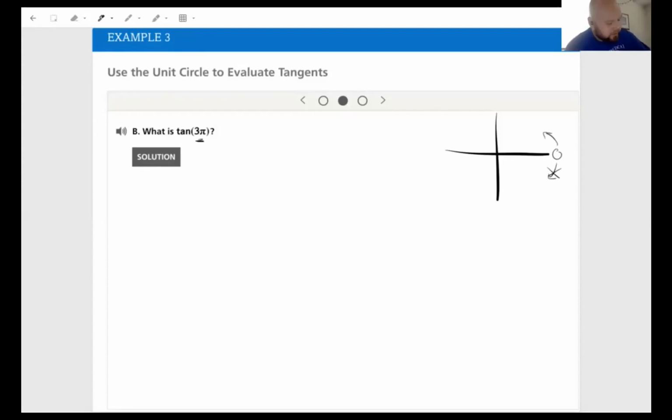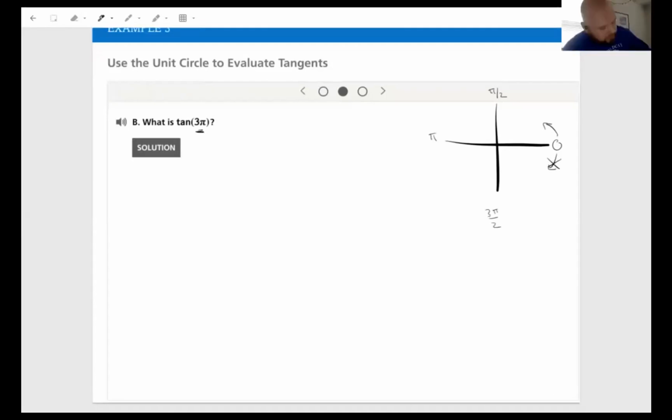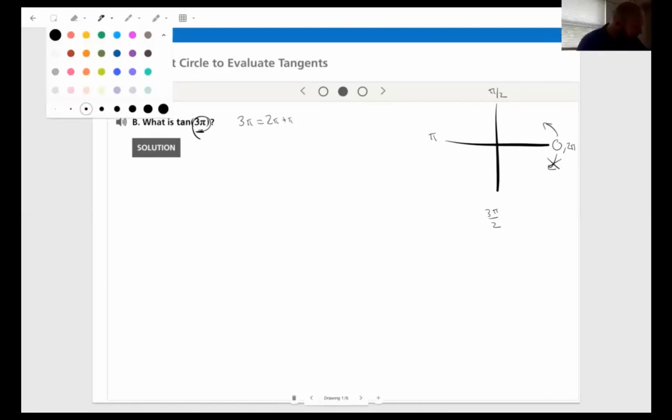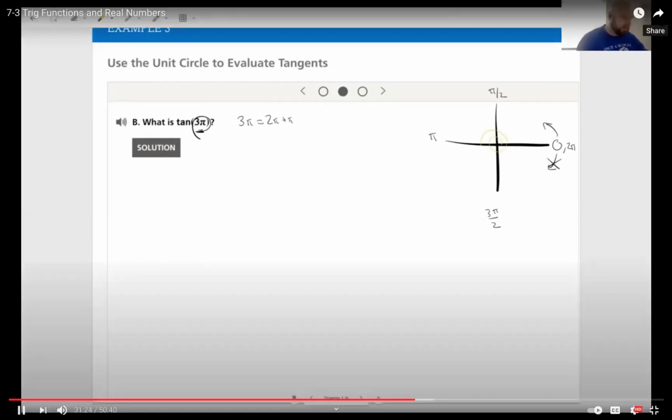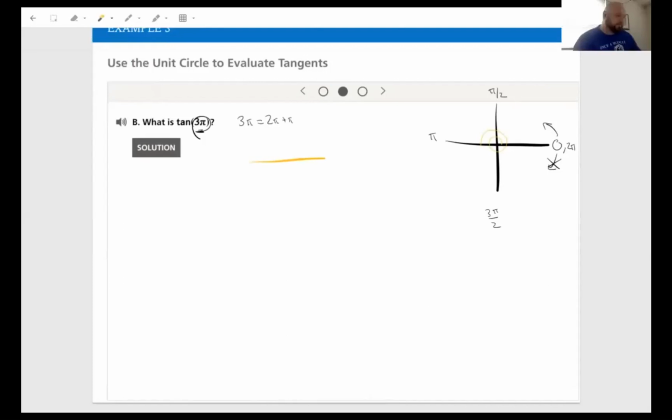So we have pi over 2, pi, 3 pi over 2, 2 pi. Ooh, but our angle is even bigger than that. So we went more than a full circle. So 3 pi, you should be able to see, is 2 pi plus 1 pi. So it's like we made a full circle and then we went another pi. So essentially what we have, our angle, is a straight line in the end.